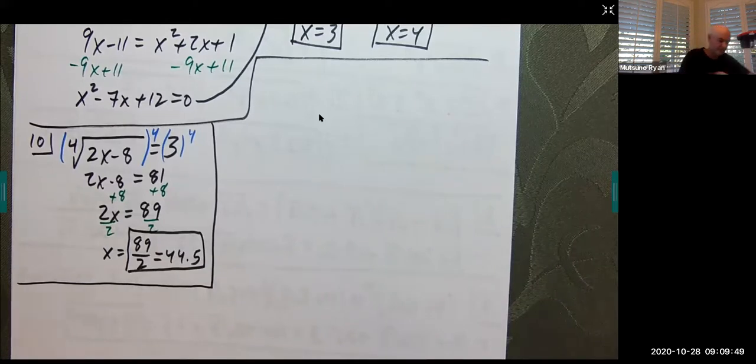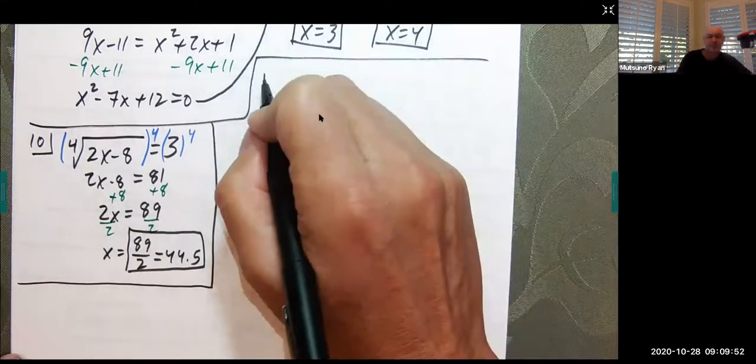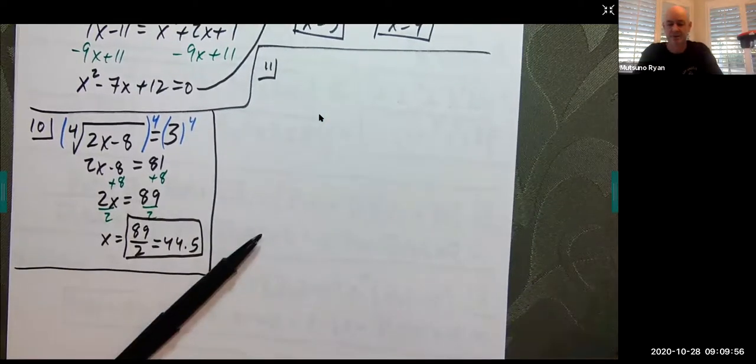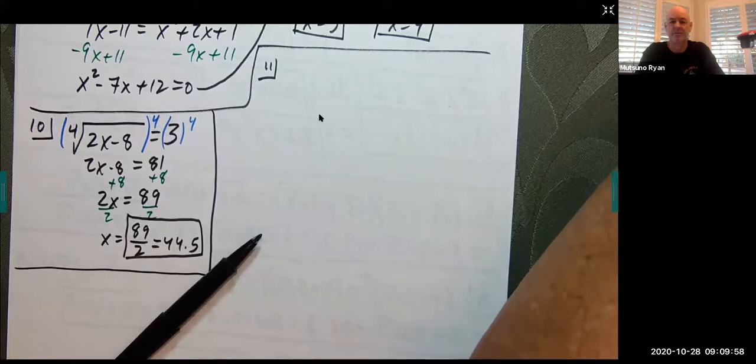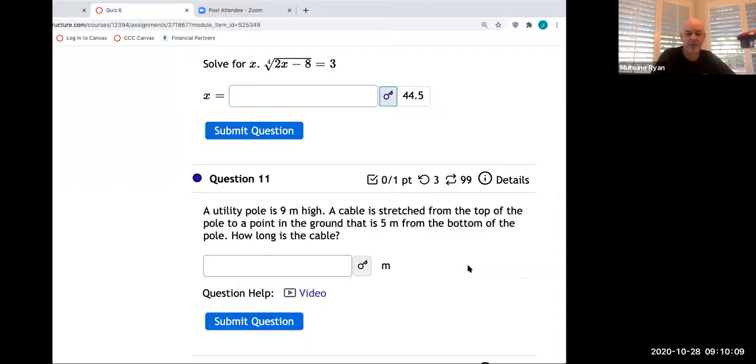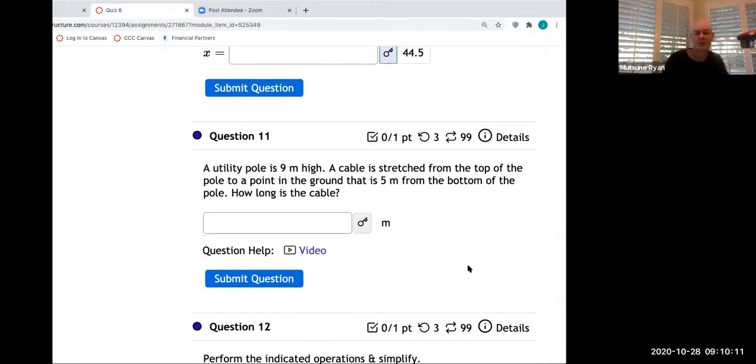Number 11. I'm going to show you what's on my screen by changing what we're viewing. Here we go. It's a word problem. Here we are, number 11. A utility pole is 9 meters high and a cable is stretched from the top of the pole to a point on the ground that is 5 meters from the bottom of the pole. How long is the cable?